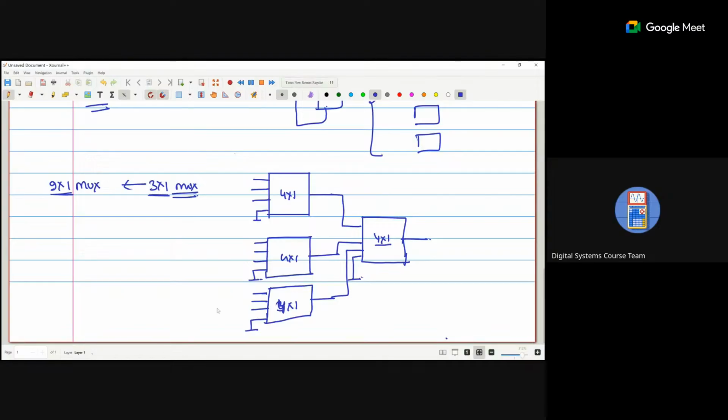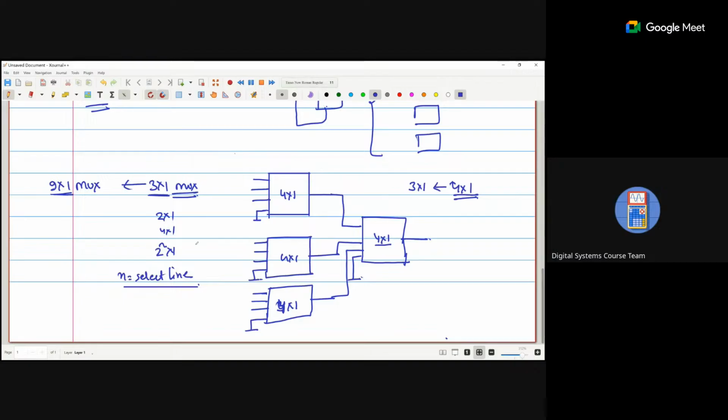Clear? So practically, a 3 cross 1 mux is not available. The available muxes are 2 cross 1, 4 cross 1, that is 2 raised to power n cross 1, where n is the number of select lines. So we have to customize a 3 cross 1 mux using a 4 cross 1. How do we customize that? We connect the fourth input as grounded, so whichever select line is there, the output is 0.